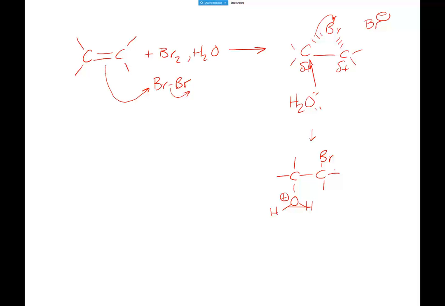And so what's my last step of the mechanism going to be? Break the OH bond. The pair of electrons moves towards the oxygen. I'm going to lose an H plus, which is going to pair up with my Br minus. The net result is I'm going to end up adding a Br to one carbon and an OH to the other. And this is called a bromohydrin.